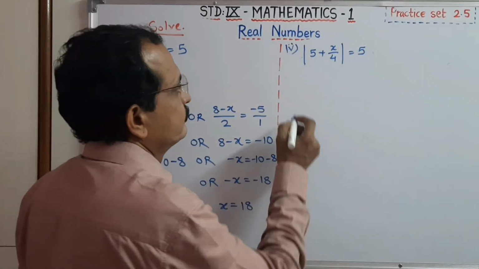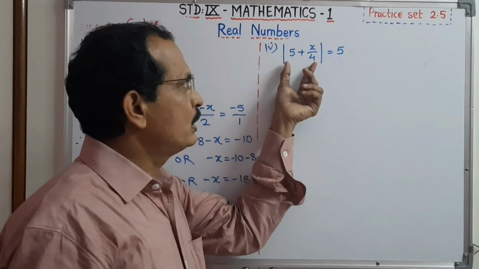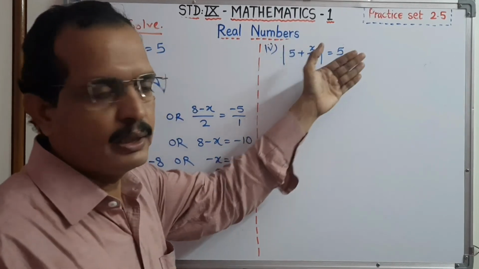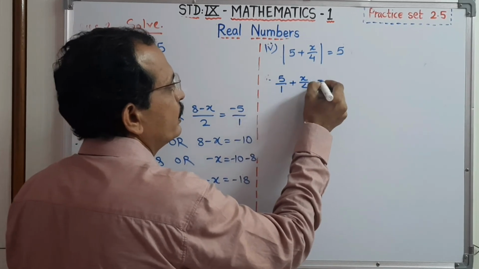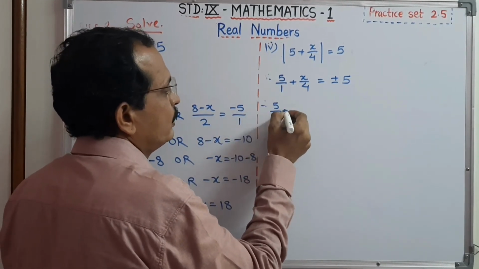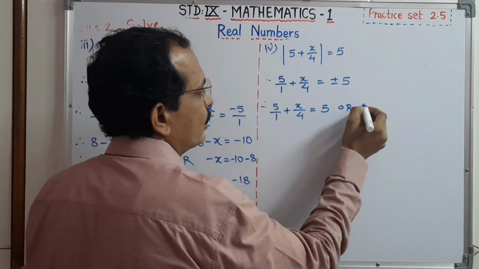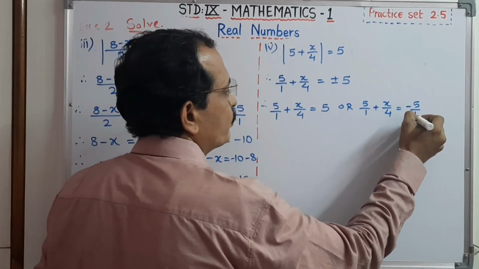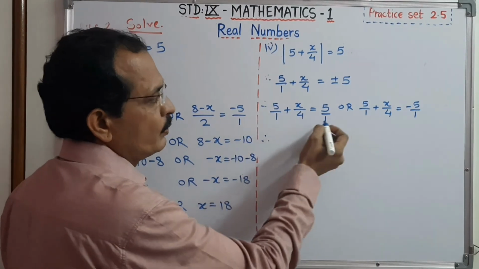See the next one. Here same thing, 5 plus x upon 4. Absolute value of 5 plus x upon 4 is equal to 5. That means this number may be 5 or minus 5. Therefore, we can write here 5 upon 1 plus x upon 4 is equal to plus or minus 5. Therefore, 5 upon 1 plus x upon 4 is equal to plus 5 or 5 upon 1 plus x upon 4 is equal to minus 5 upon 1.